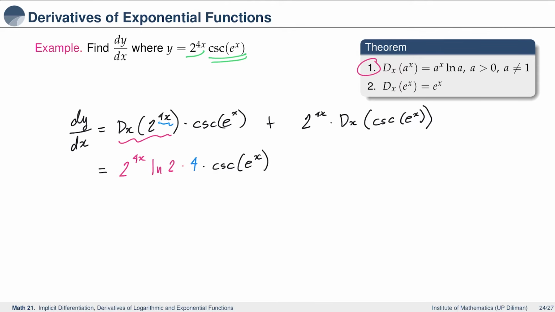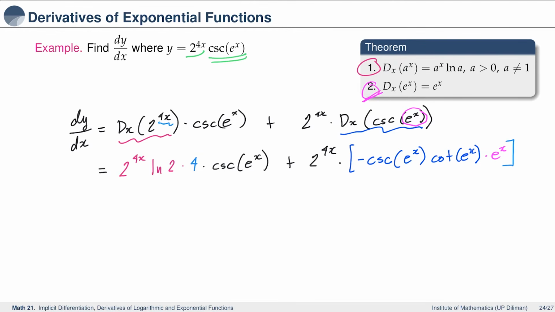Plus, for the second term, we get 2 to the 4x times the derivative of cosecant of e to the x. This is a composition of two functions where the outermost function is cosecant and the inner function is e to the x. Using the chain rule, we get the derivative of the outer function, negative cosecant of the inner function e to the x, times cotangent of its inner function e to the x, times the derivative of that inner function, which also gives us e to the x.